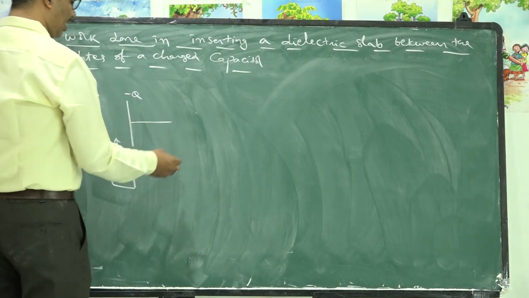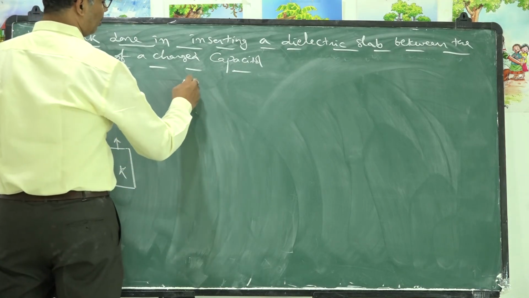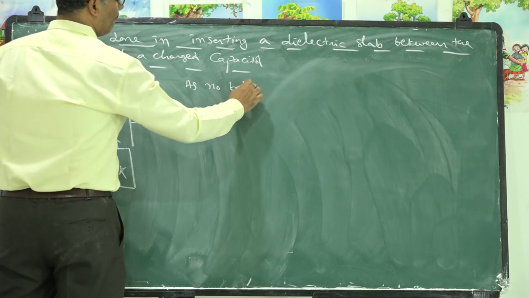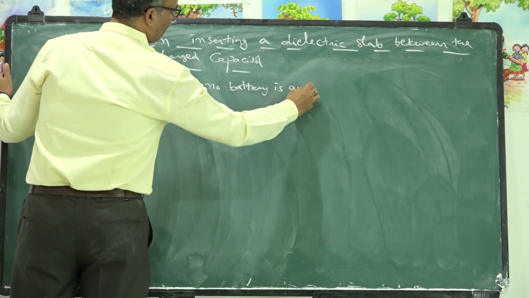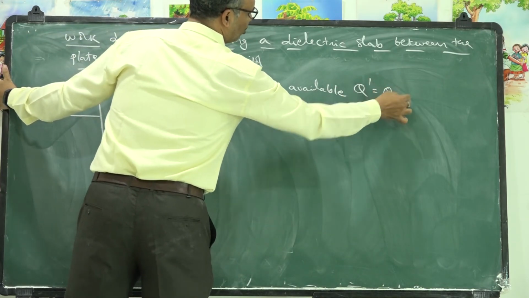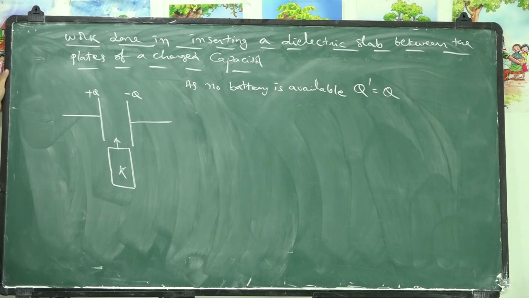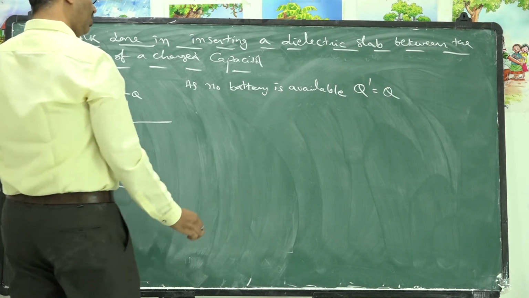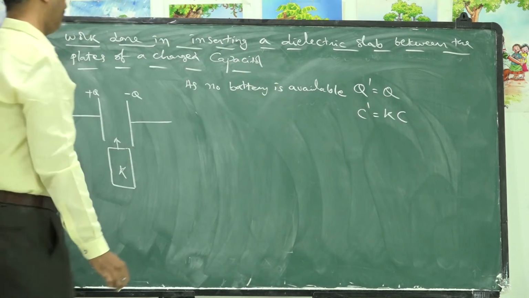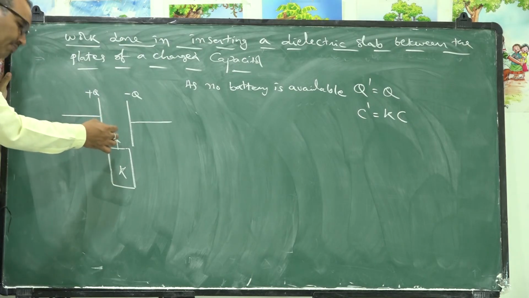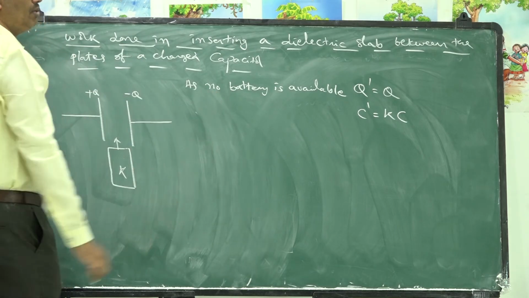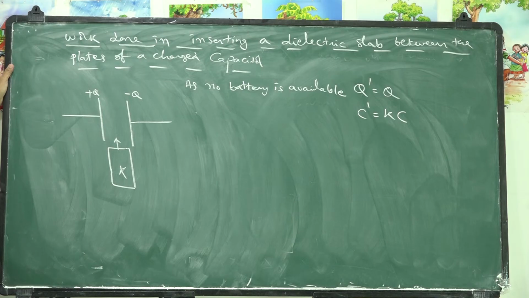Here, as the battery is disconnected, the total charge remains constant. As no battery is available, final charge is equal to initial charge. Charge is not going to change its magnitude. What is the final capacity? Final capacity is K times the old capacity. Old capacity means without a dielectric medium, the capacitance of the capacitor is C. Due to the introduction of dielectric, the capacity becomes K times the old capacity.